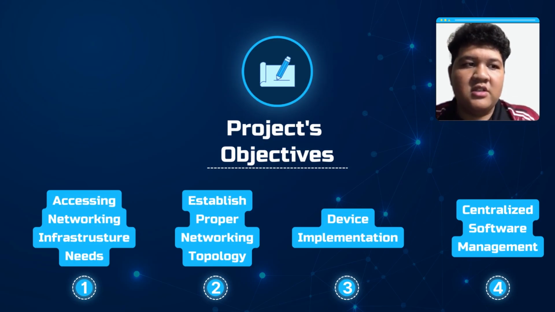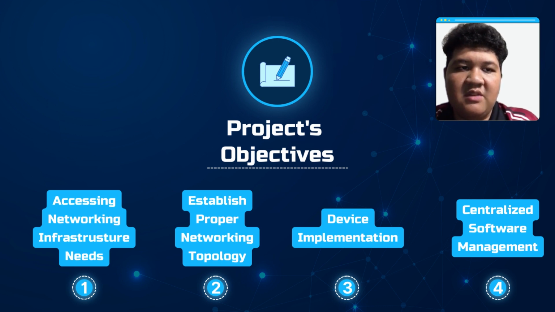So for the project objective, the first one is assess networking infrastructure needs, analyze Skychip's networking requirements. The second one is establish proper networking topology, design and implement a structured network topology for improved connectivity. The third one is device implementation. Deploy suitable networking devices such as switches, routers, servers for efficient communication. And the fourth one is centralized software management. Introduce a centralized software management system for streamlined file tracking and updates.